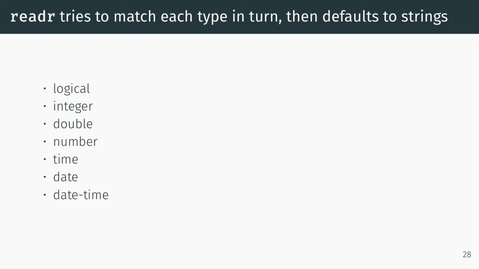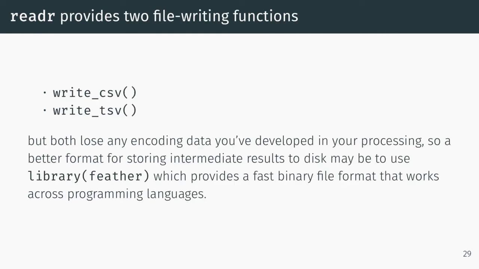readr tries to match each type in turn. So the first thing it does is check to see whether something could be interpreted as a Boolean. Then it checks to see if it can be interpreted as an integer, and so on down the list. And if it can't be interpreted as any of these, it's interpreted as a string. Okay, and that's pretty much it for reading.